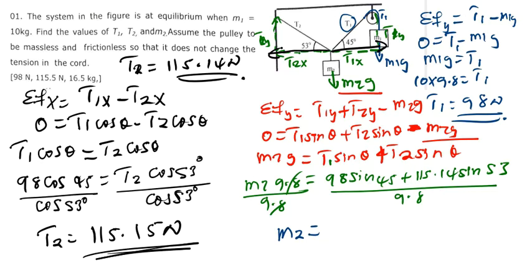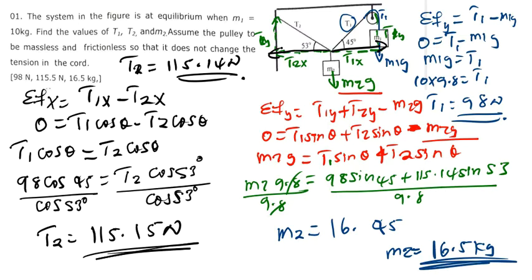So the answer I'm getting is 161.2513572. I divide it by 9.8. Okay, so the answer I'm getting is 16.45. If I round it off, my m2 will be equal to 16.5 kgs, and for sure here we have 16.5. So that's why I'm saying they made a mistake. This was supposed to be 115.14 or 115.1, just like that.